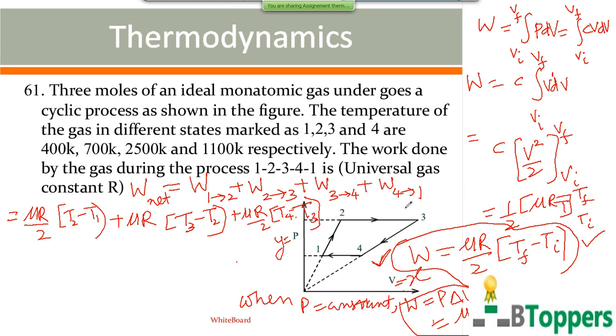Next, for process 4 to 1, pressure of the gas is constant. In the process 4 to 1, the graph is a straight line parallel to x-axis. So pressure of the gas is constant in the process 4 to 1. So if the pressure is constant, you have to use this formula, W equal P delta V or nu R delta T. So for the process 4 to 1, delta T means temperature in the final state 1 minus temperature in the initial state 4. So plus nu R into T1 minus T4.